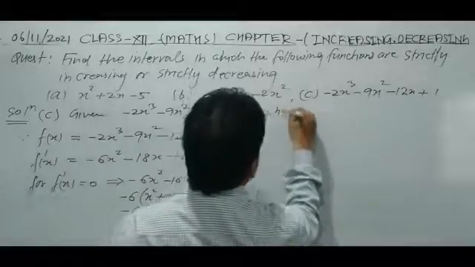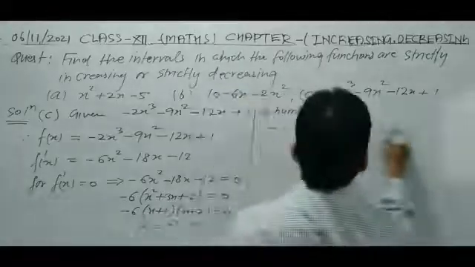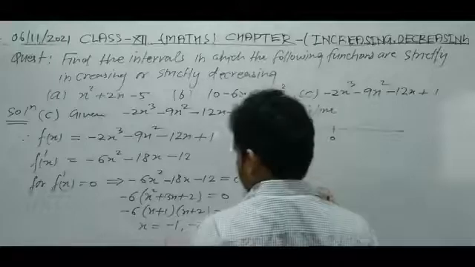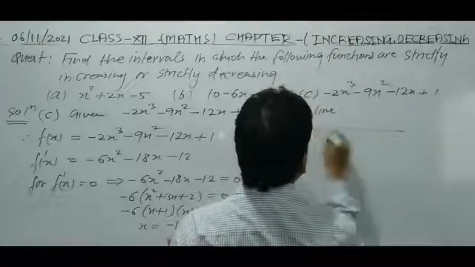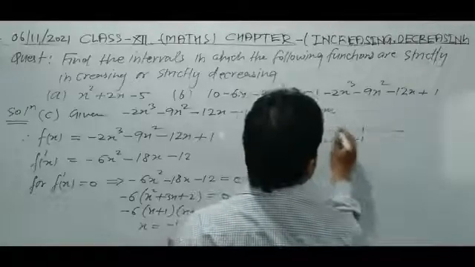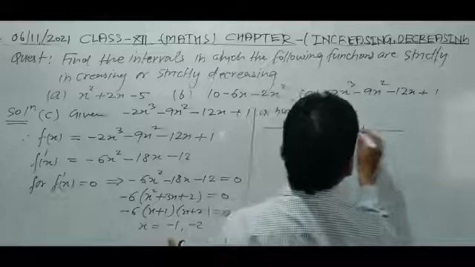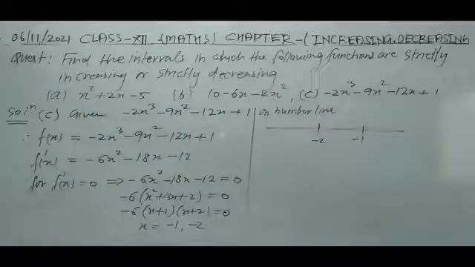On the number line, you will get 2 points. Suppose this is point minus 1 and this is minus 2. You have to write them in sequence. So these 2 points will divide the number line into 3 intervals, and in these 3 intervals we have to check its value.